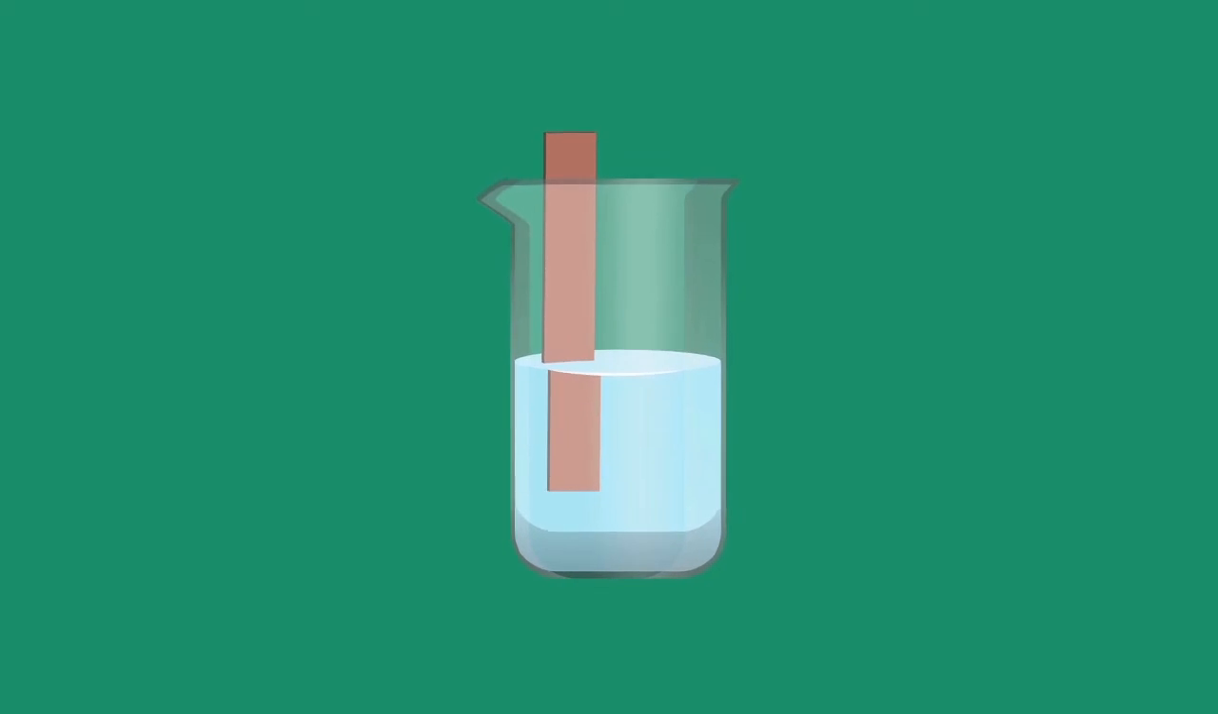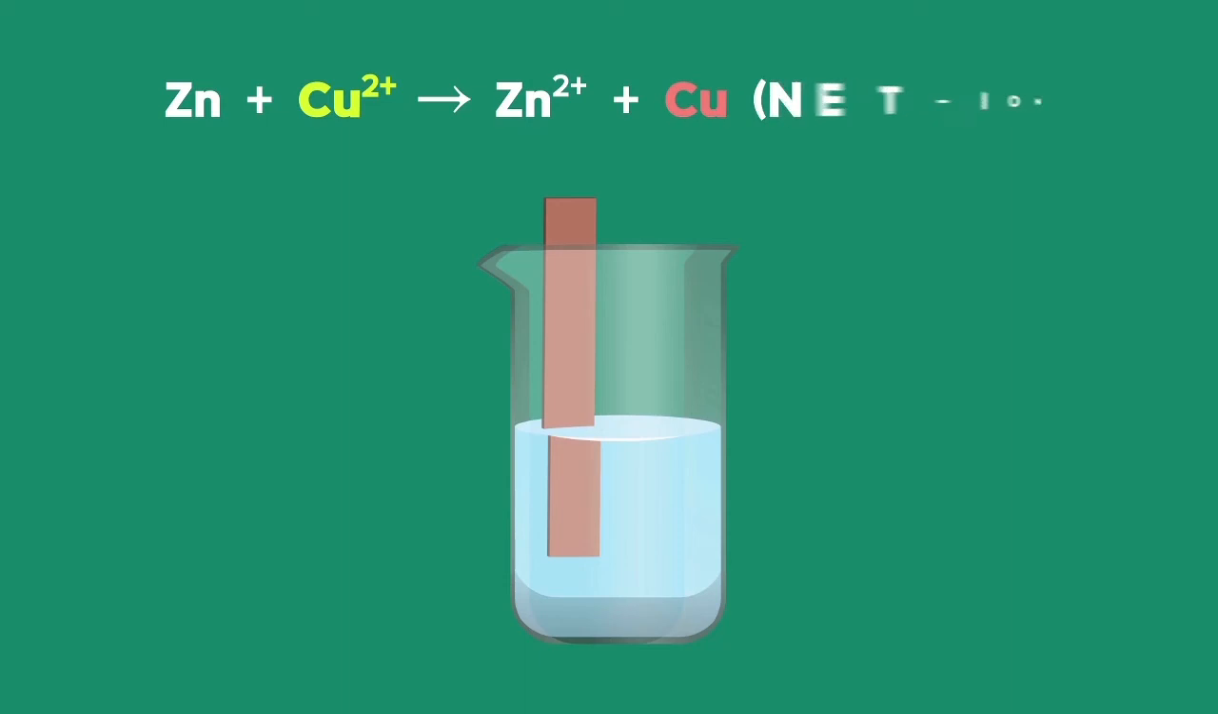When adding them together, we can see why the blue color went away. The blue copper 2 plus ions become solid copper metal, making the brown powder on the zinc surface. The two half reactions happened in the same container with electrons moving from the zinc to the copper 2 plus ions.